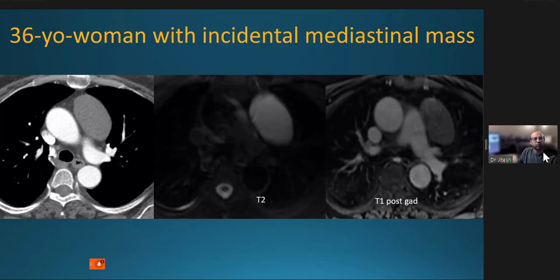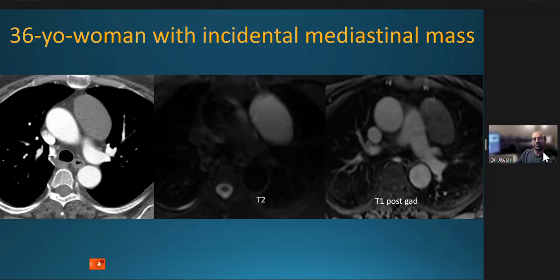So this is the first case. This is a young woman with an incidental mediastinal mass. As I said, most of these masses are incidental, patients may not have any symptoms. So this patient has this very well-defined lesion in the prevascular mediastinum. On CT, it was fluid in attenuation. And on MR, we can see it is high signal intensity on T2, and it is not showing any enhancement with gadolinium. So this is a typical example of a thymic cyst based on the location, based on the imaging characteristics on CT and MR.